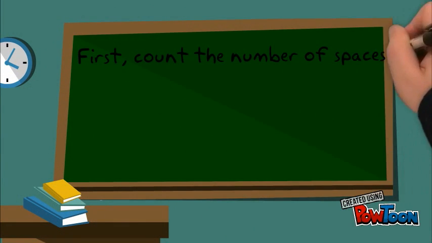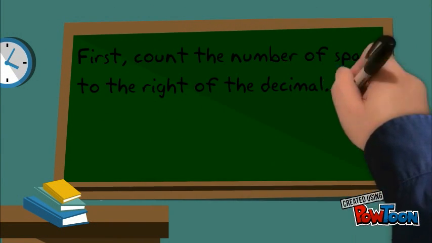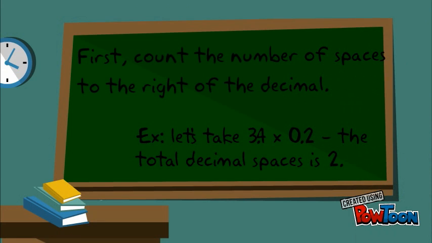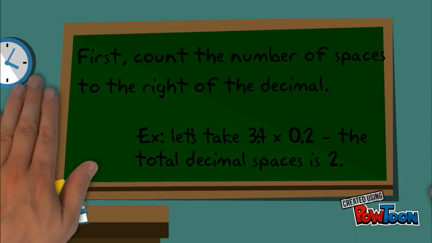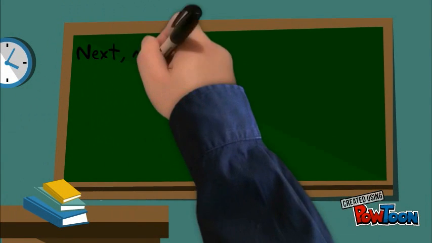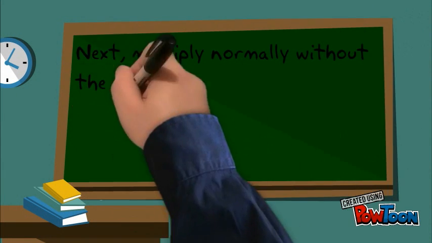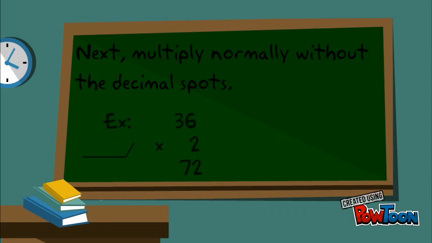First, count the number of spaces to the right of the decimal. Let's use an example, 3.4 and 0.2. The total decimal spaces to the right is 2. Next, multiply normally without using the decimals. We will end up getting a total of 72.